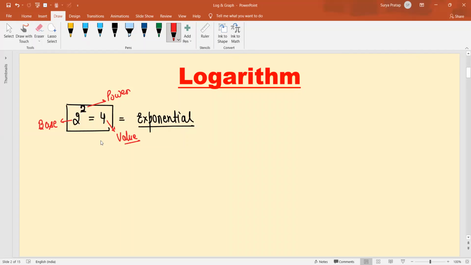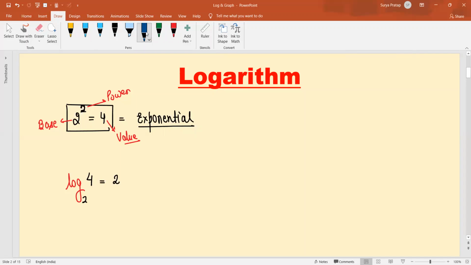If I want to write the same exponential in terms of log, I will write the same thing as what? Log. And always this base value comes in the base of log, 2 here, and it is written with the value 4, which is equivalent to the power, the answer here. So do you understand what you have written?